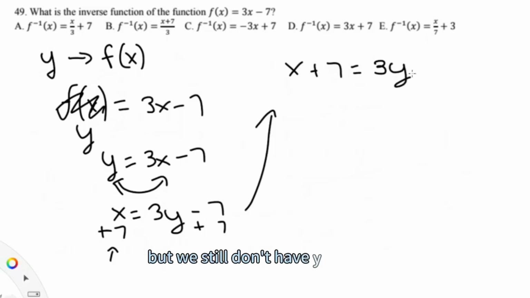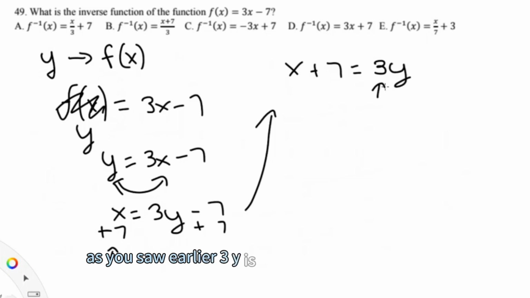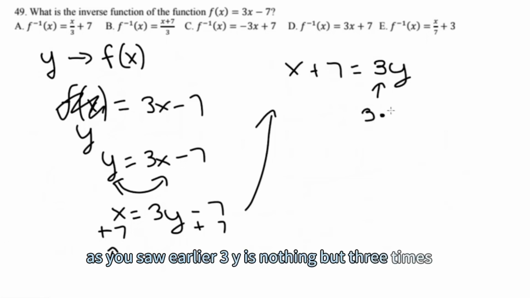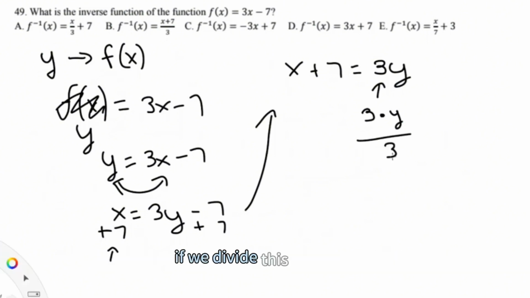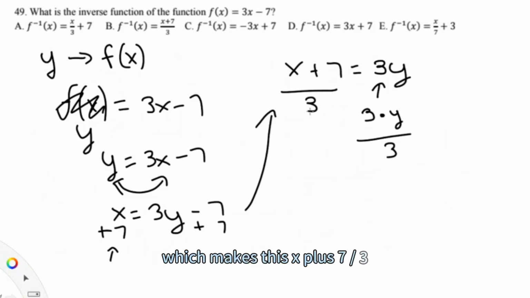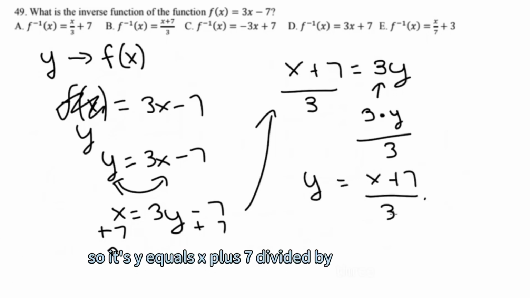But we still don't have y by itself because it has this coefficient of 3. As we saw earlier, 3y is nothing but 3 times y, which means to get rid of it, we can divide by 3. If we divide this side by 3, we also have to divide the other side by 3, which makes this (x plus 7) divided by 3. And now we have y by itself, so it's y equals (x plus 7) divided by 3.